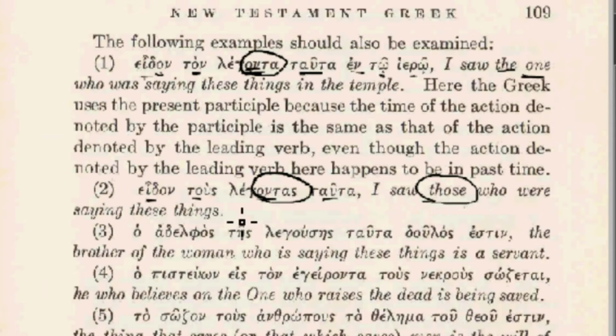Just depends stylistically on how you want to translate it. The third one, ho adelphos, the brother, tes leguses. Well, notice here it's feminine and it's genitive, and so I know we're speaking here of a feminine object, so it's going to be the brother of the saying these things. Eston is, doulos, a slave.